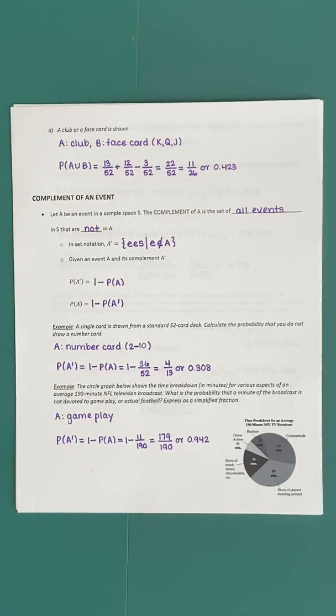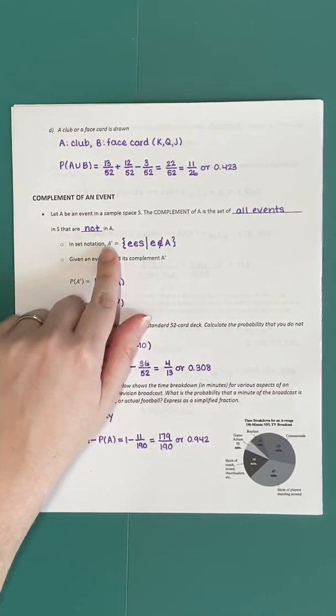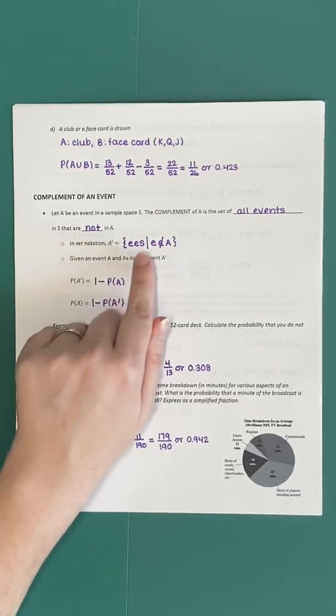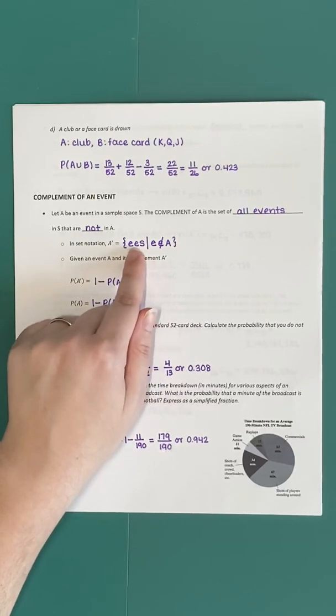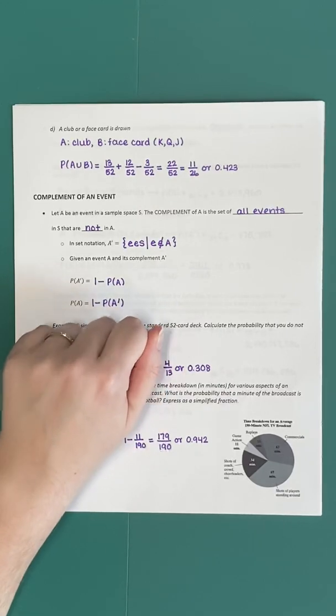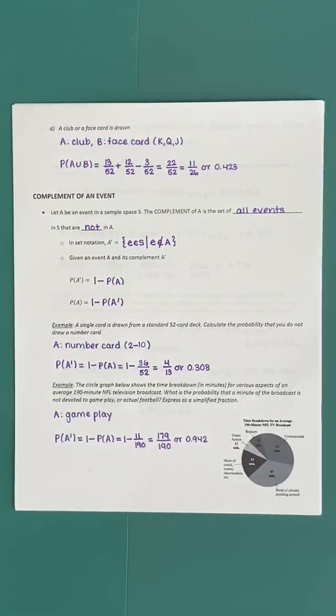Now, the complement of an event is going to be the set of all events in our sample space that are not in our particular event. So it's all the other outcomes other than the ones represented in an event. So if we were going to use set notation, the notation for the complement is the prime notation. So if A is an event, A prime represents the complement. A prime is defined as all of the outcomes in the sample space such that they are not outcomes in the event. So it's everything in the sample space other than what's in the event that we started with.